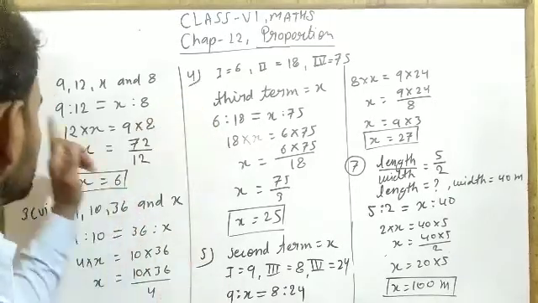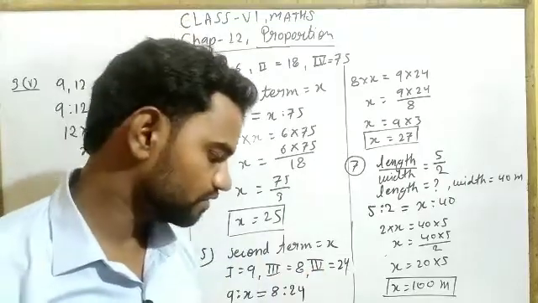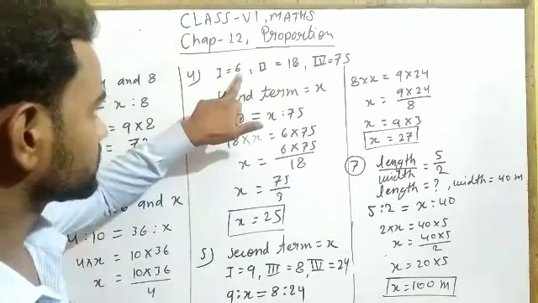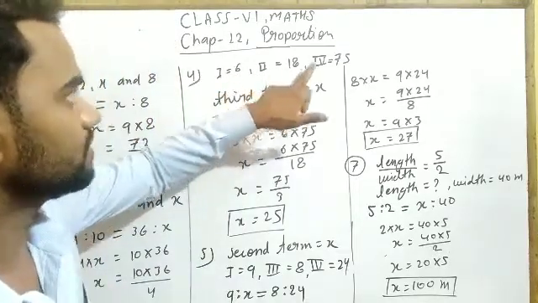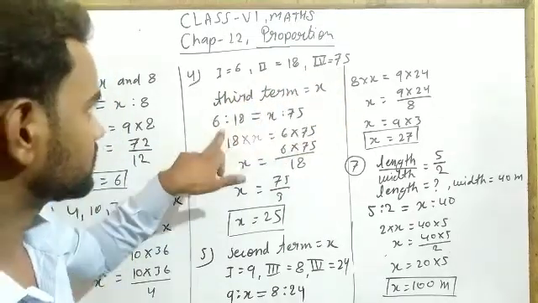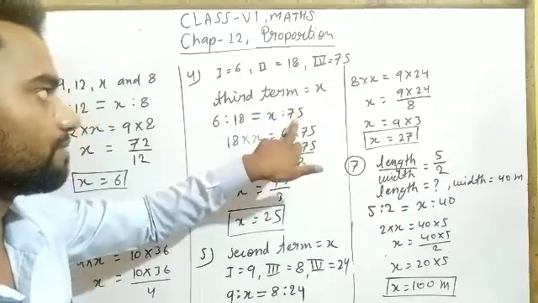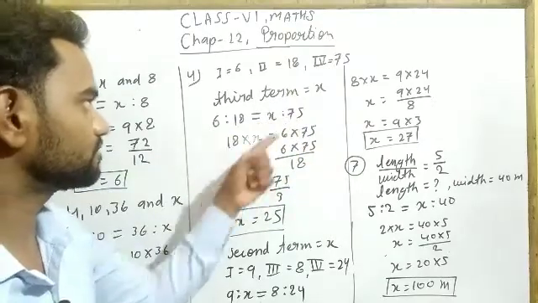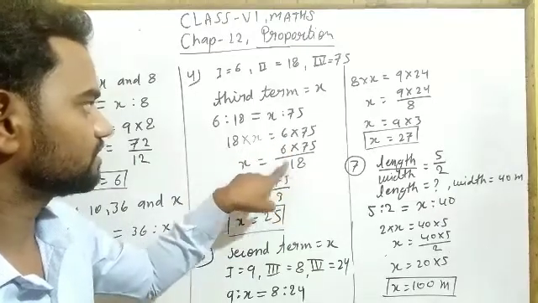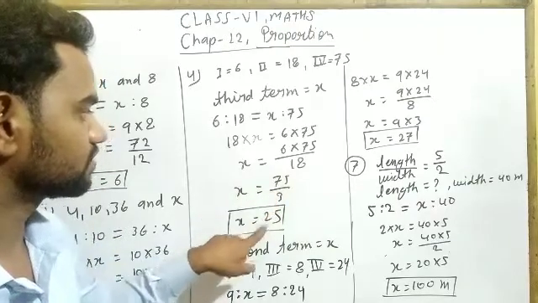Question number 4: the remaining part of question number 3 you will solve by yourself. In question number 4, the first, second and fourth terms of the proportion are 6, 18 and 75. Find the third term. We consider the third term as x. Product of means equals product of extremes. So x equals this into this upon 18. This can be cancelled by 6, giving 3, and 3 into 25. So x equals 25.